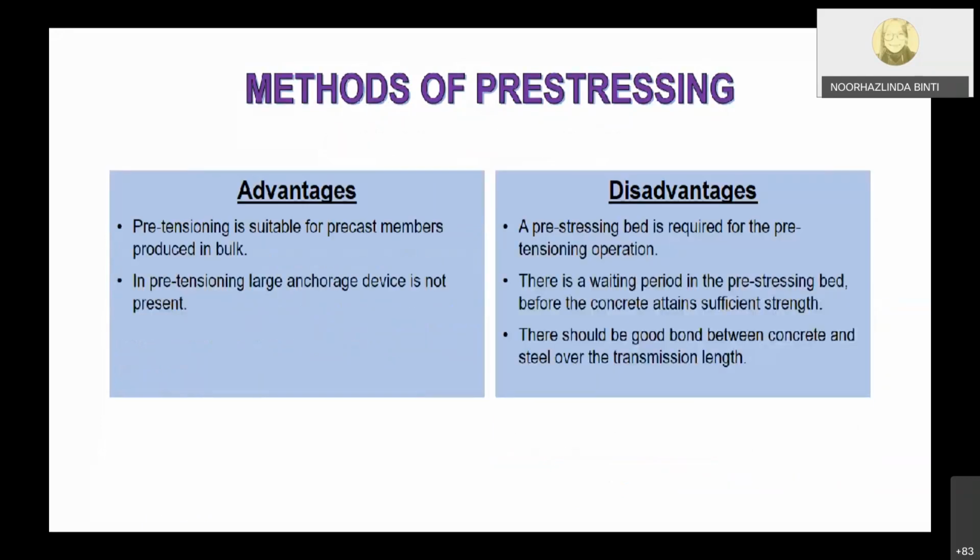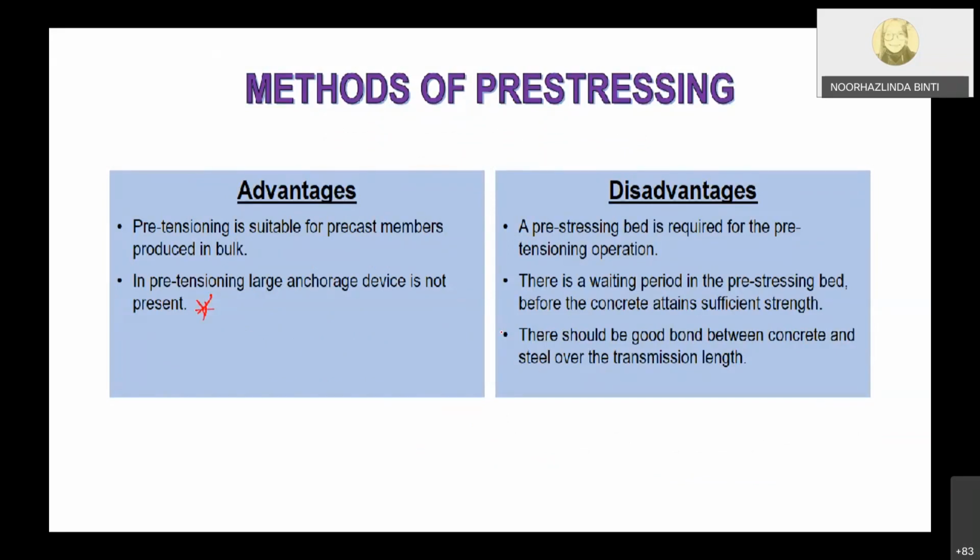Okay, what is the advantage or disadvantage of pre-tension? Pre-tension is suitable for precast members produced in bulk. In pre-tensioning, large anchoring devices are not present. So there are limitations. Sorry, why did I put it here? I take note on this. Later I will check again. Sorry.